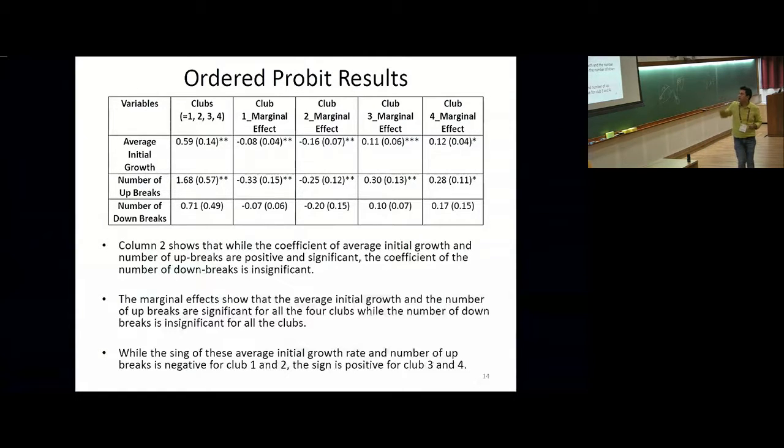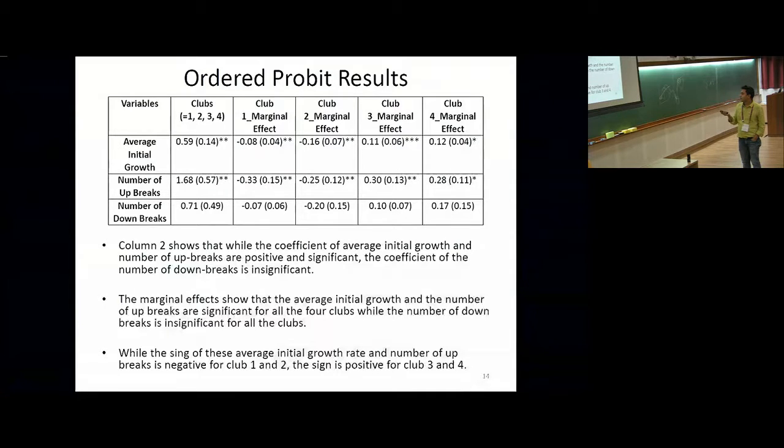Now if we look at the results here, in column two, we presented the result of this ordered probit regression, and columns 3 to 6 are presenting the marginal effects. Column 2 shows that while the coefficients of average initial growth and the number of upbreaks are positive and significant, the coefficient of the number of downbreaks is insignificant, right? If you look at the marginal effects as well, the number of downbreaks are all insignificant. But in case of the upbreaks and the average initial growth rate, all the coefficients are significant, right?